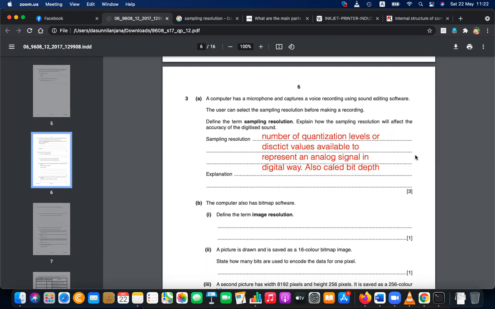If you are using 2 bits, how many levels? This we already discussed.